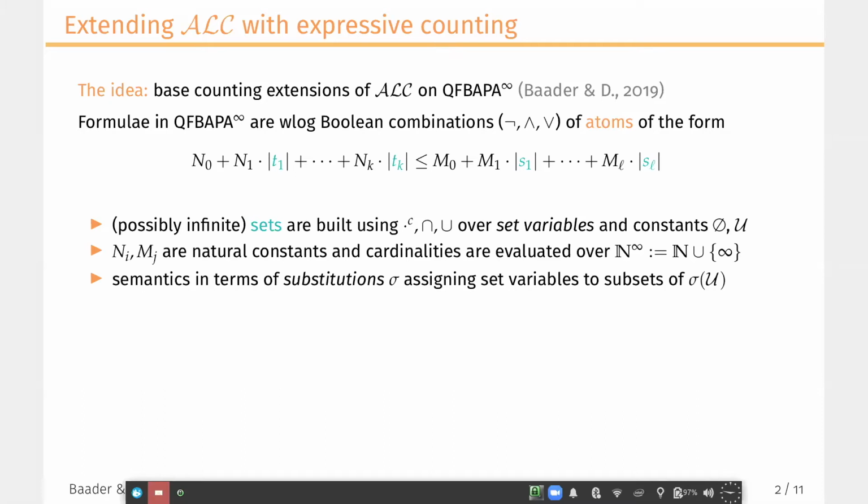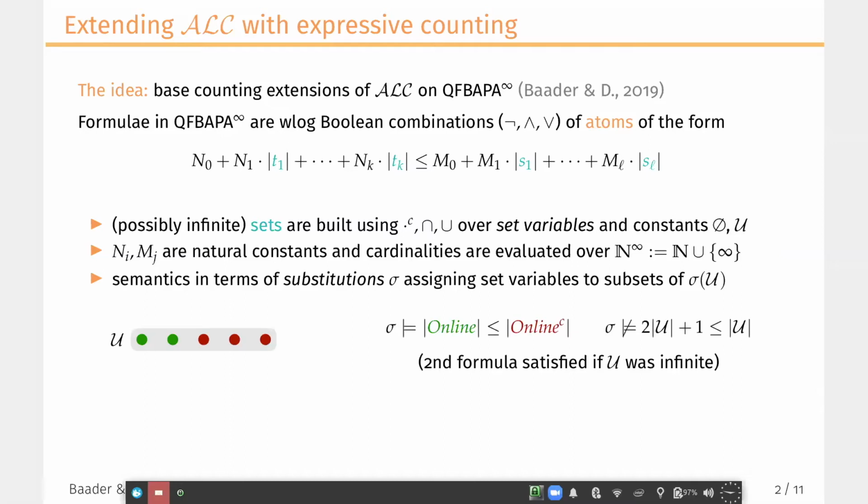And we define a semantics in terms of substitutions. We assign to set variables subsets of the universe, which we denote with this calligraphic U. Again, an example of how semantics works in this context is given here. We can see that now we talk about flat interpretations. We have no links between nodes, and possible constraints that we can define here are, for instance, the constraint of a network that's not doing very well because online peers are at most equal to the offline ones, or an odd network, which is of course not the case, because to satisfy the second constraint, we would need the universe to be infinite.